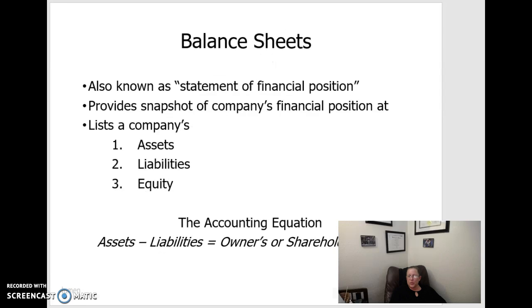And then next we'll look at the balance sheet. This is also known as the statement of financial position. It provides a snapshot of a company's financial position at a moment in time. It lists a company's assets, liabilities, and equity, and this is where you can see the accounting equation at work. It's assets minus liabilities equals owners or shareholders' equity.